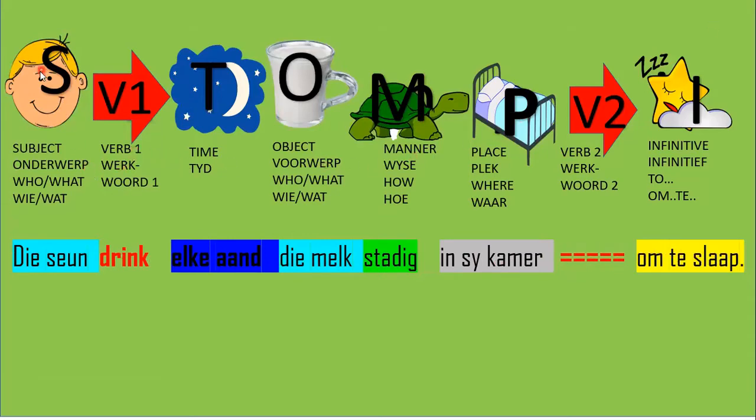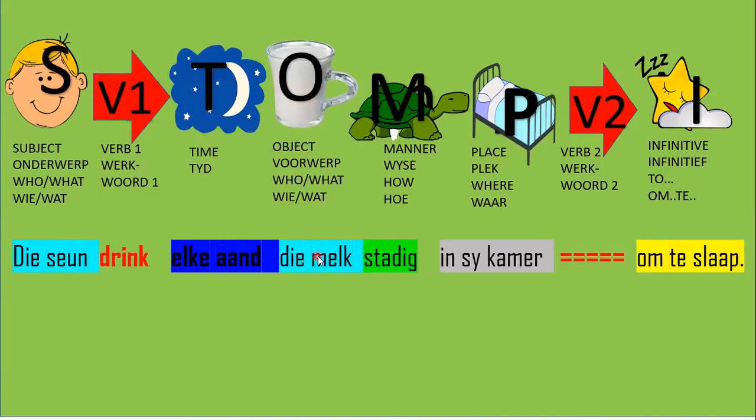What does it mean? Die seun, subject, Stompi. Meneer Stompi, die seun. Verb 1, drink. He is drinking. What is he drinking? Oh, and then the time, what time of the day? Elke aand, every evening. Wat drink hy? Die melk. Do you see this milk?